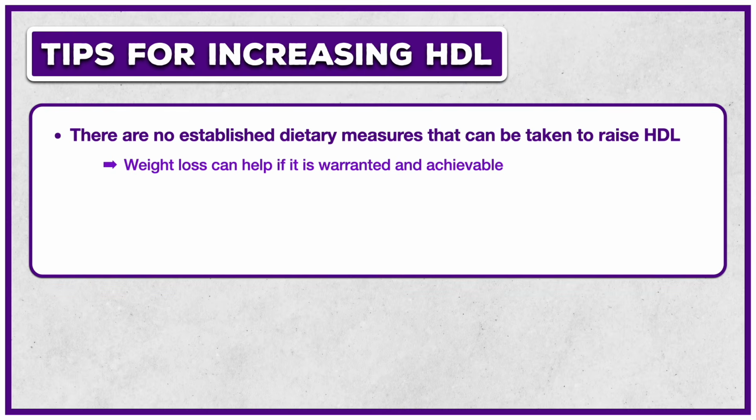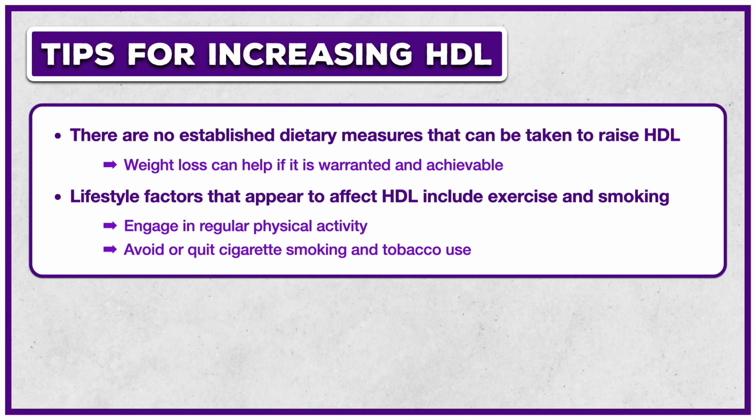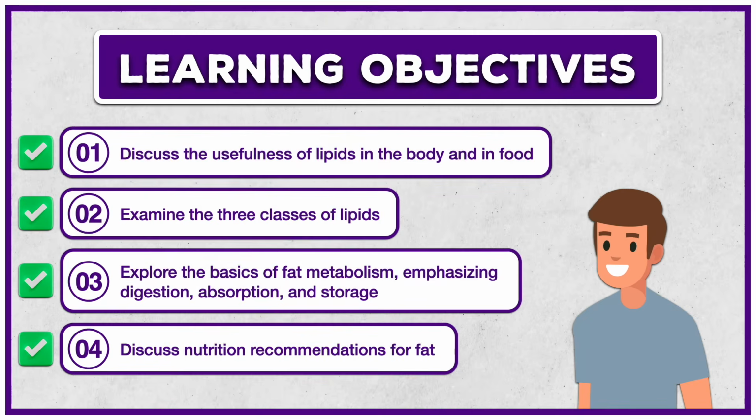Unfortunately, there are no established dietary measures that can be taken to raise HDL, although weight loss can help if it's warranted and achievable. However, lifestyle factors that appear to affect HDL include exercise and smoking. People who need to increase HDL should be encouraged to engage in regular physical activity, and they should avoid or quit cigarette smoking and tobacco use.